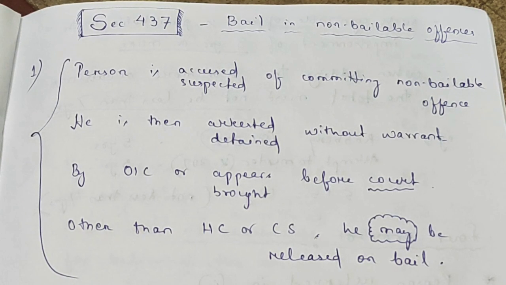What are bailable and non-bailable offences is provided under section 2(a). A bailable offence means an offence which is shown as bailable in the first schedule or which is made bailable by any other law for the time being in force, whereas a non-bailable offence means any other offence.